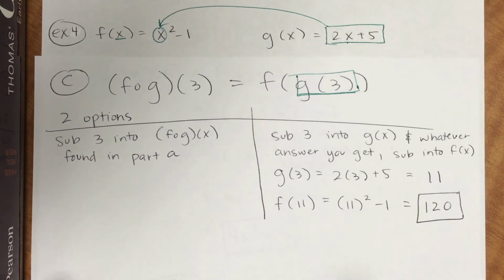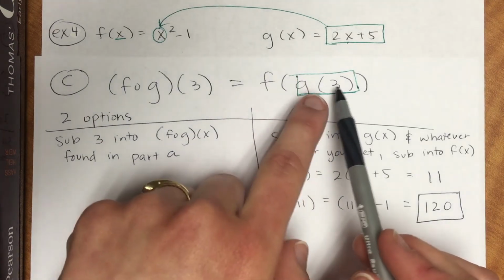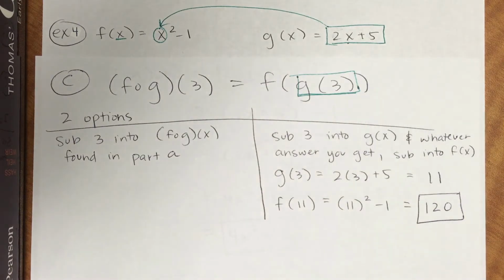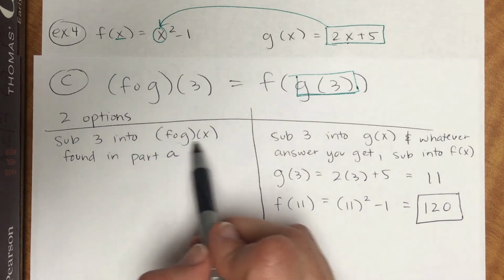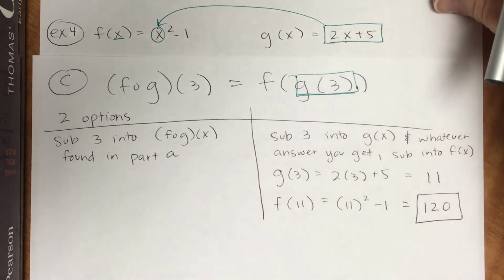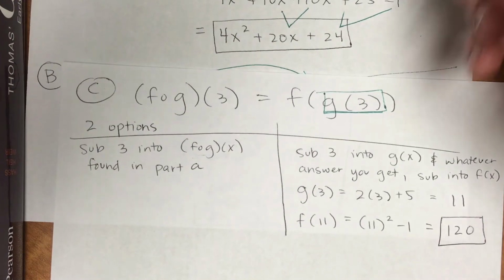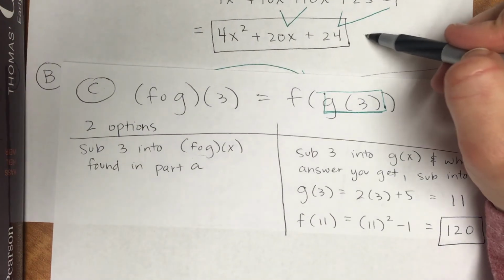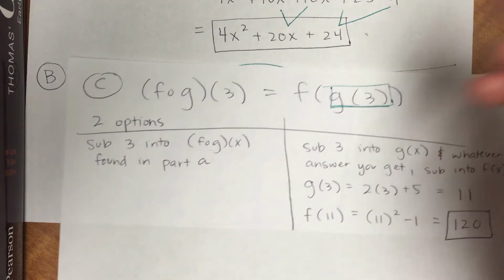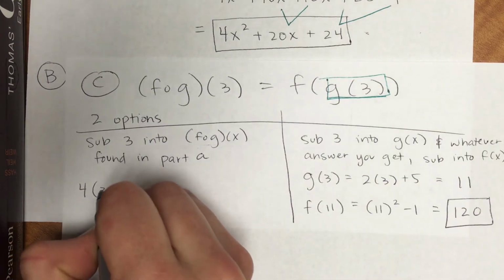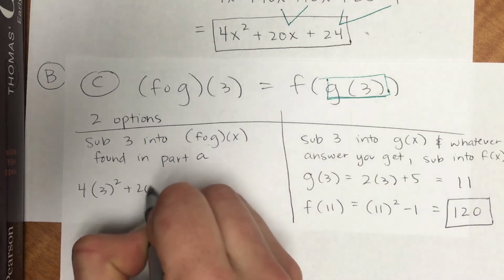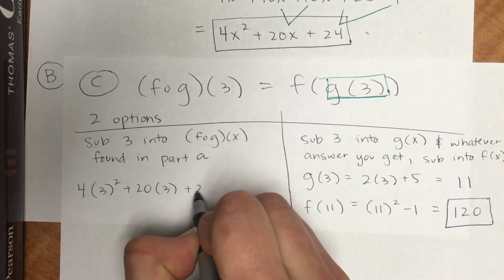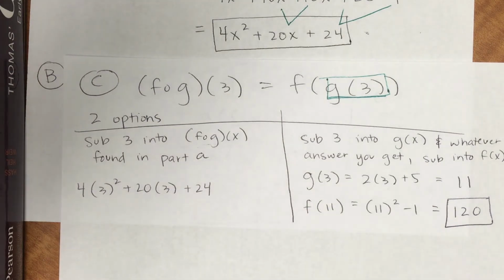If you don't know what f of g of x is, plug it into g, then whatever number you get there, plug into f. If you do know what f of g of x is, sometimes it's less confusing to just use that equation. So we figured out that f of g of x was 4x squared plus 20x plus 24. So I could sub a 3 into here. Oh geez, and that's going to be a lot of work.